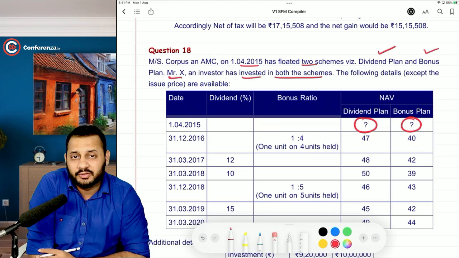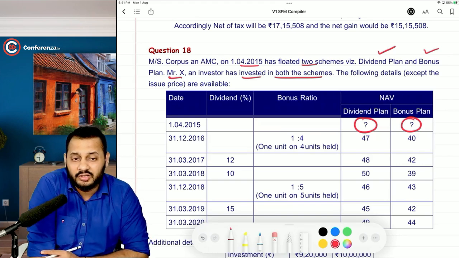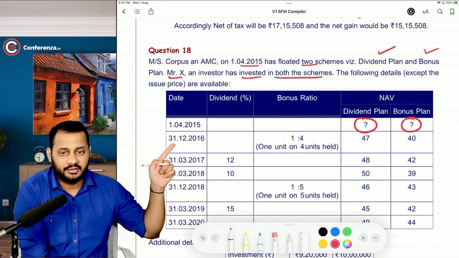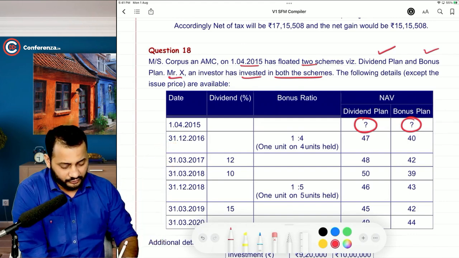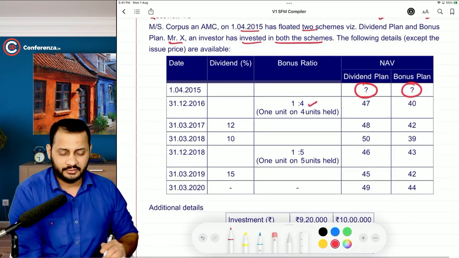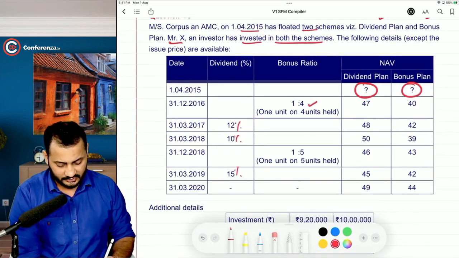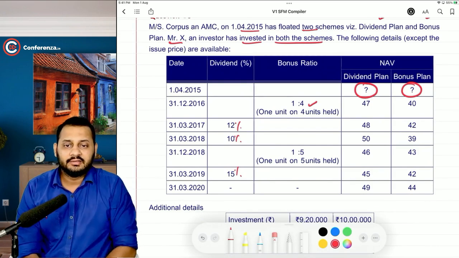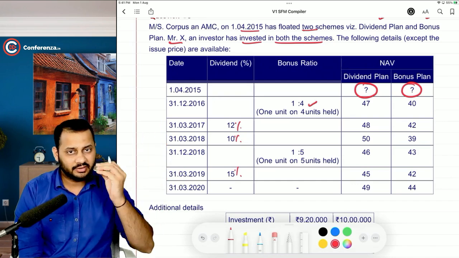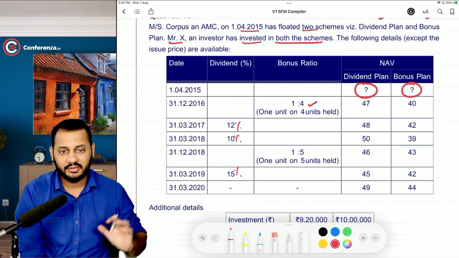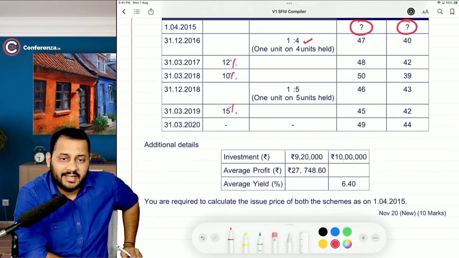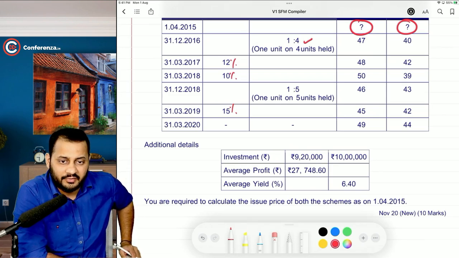Every unit has been purchased at a certain price, and that is the mystery in this case. On 31st December 2016, 1:4 was the dividend ratio, 1:4 was the bonus ratio, and 12, 10, and 15 is the dividend declared by the mutual fund. There are some additional details. Investment 9,20,000 and 10 lakh. Average profit is also given to us in terms of rupees and yield.